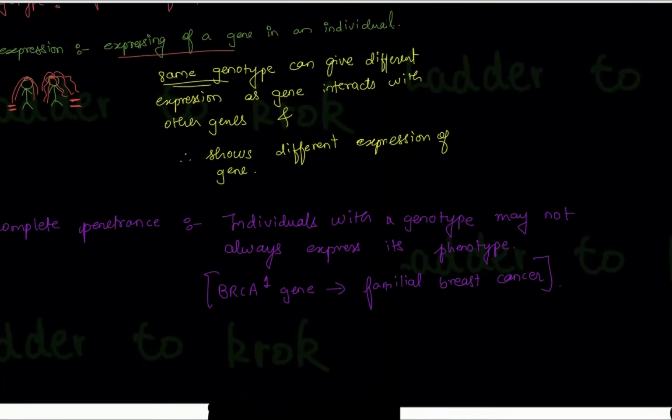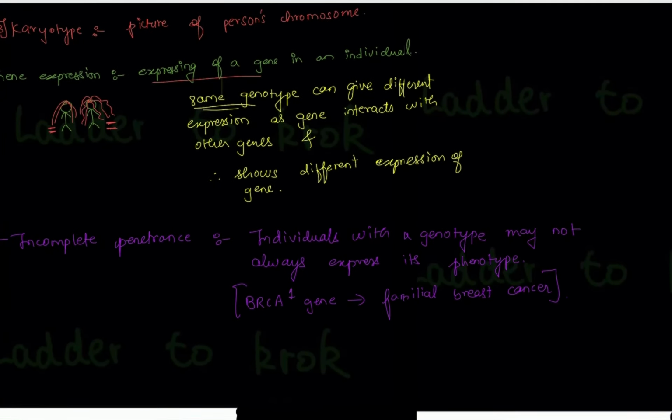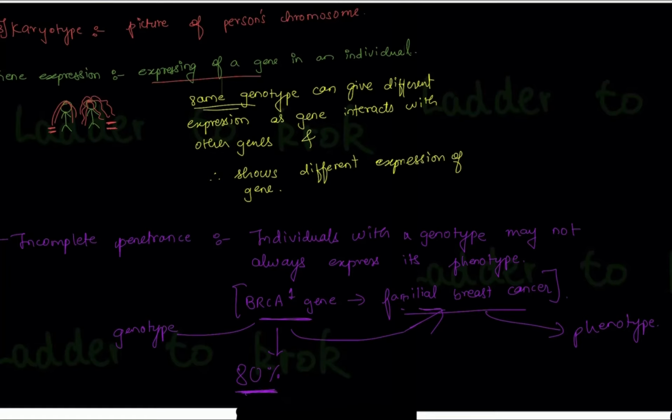Now, what does incomplete penetrance mean? I've written that individuals with a genotype may not always express its phenotype. Let's look at it with the example I wrote, the BRCA1 gene. This gene is responsible for the disease familial breast cancer. If someone has this gene, then there is an 80% chance that they will have familial breast cancer. This is the genotype, whereas the familial breast cancer, which can be seen, is your phenotype. Only 80% show this familial breast cancer. What about the other 20%? In those 20%, the genotype is there, but the phenotype is not expressed. So they don't have familial breast cancer, even though they have the BRCA1 gene. This is called incomplete penetrance.